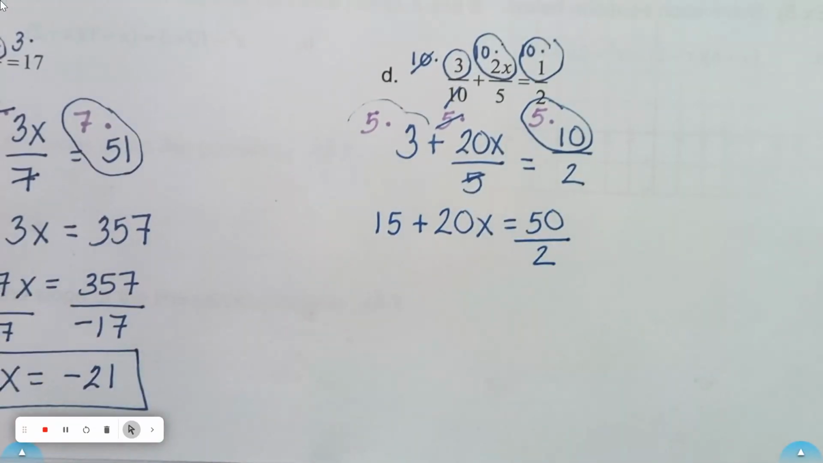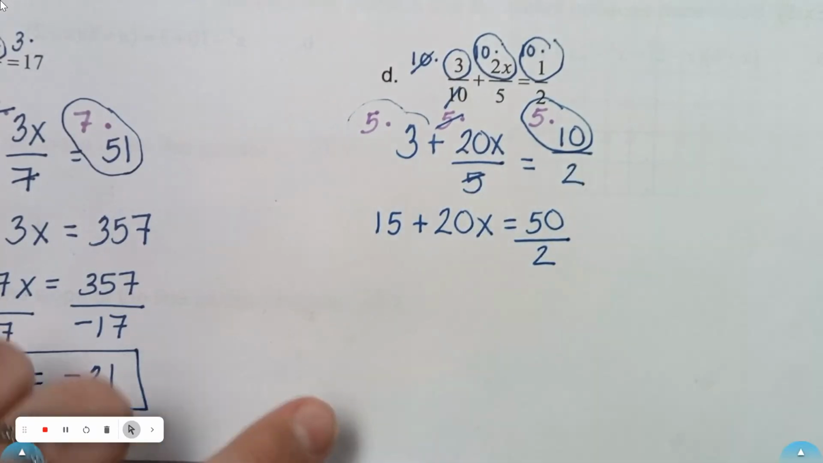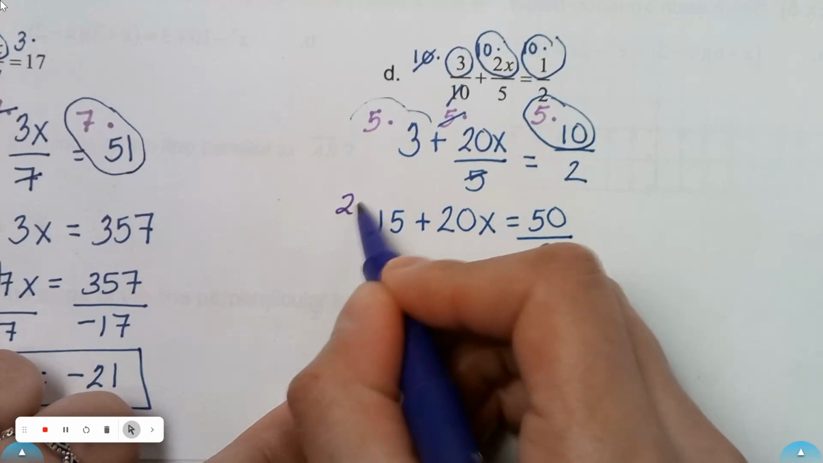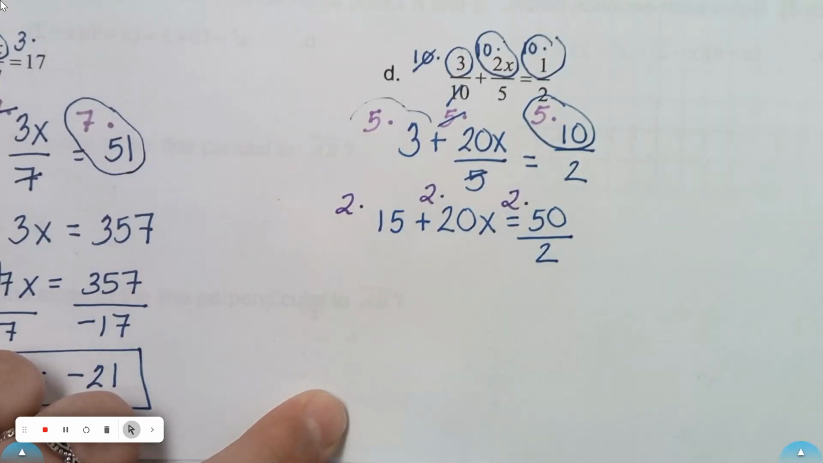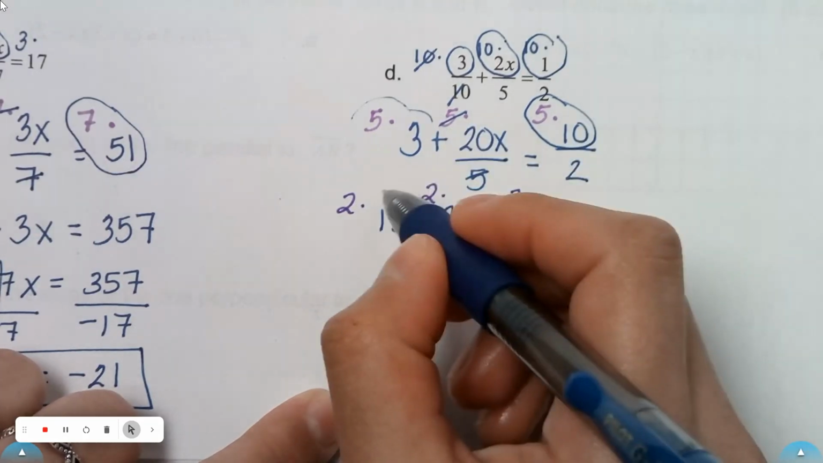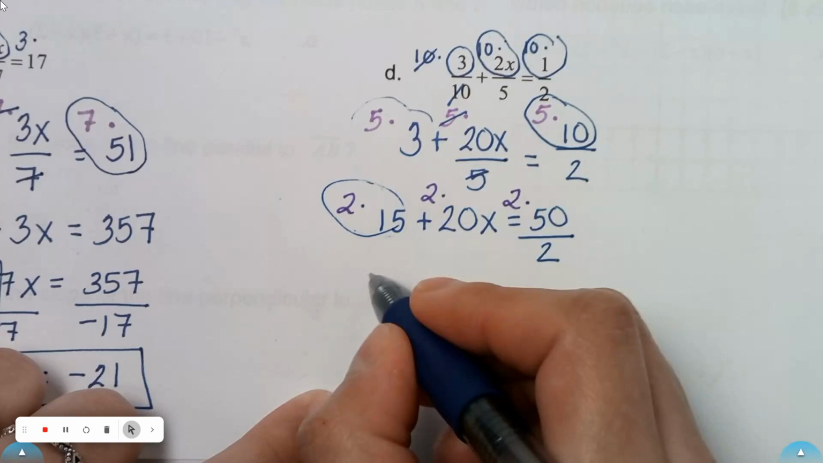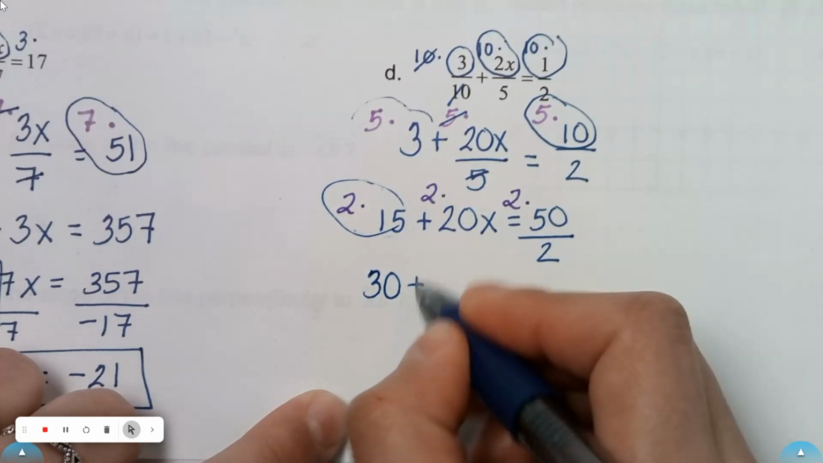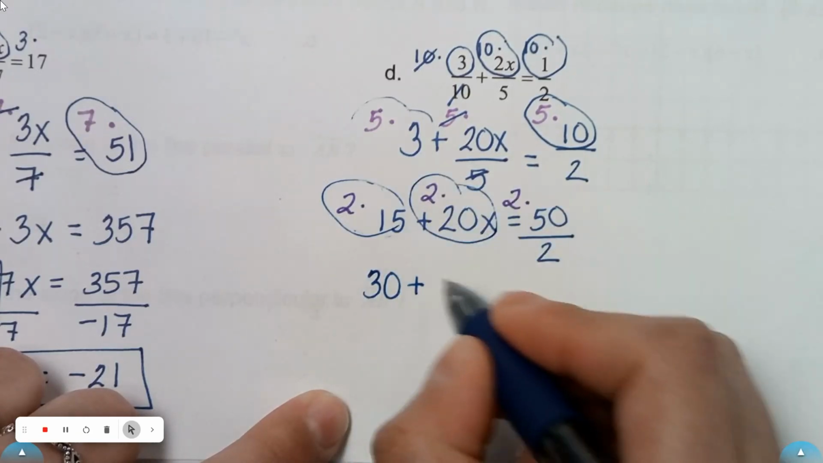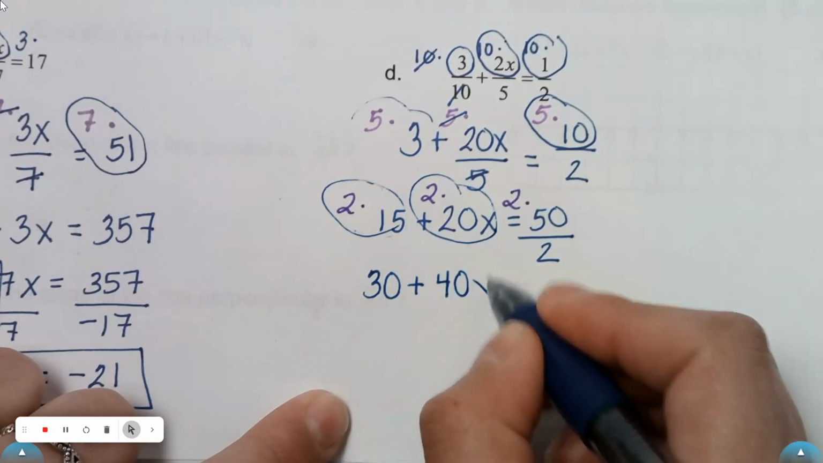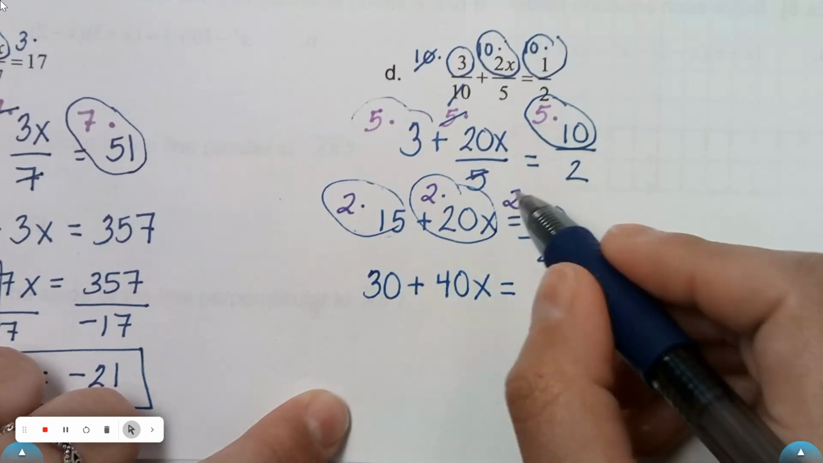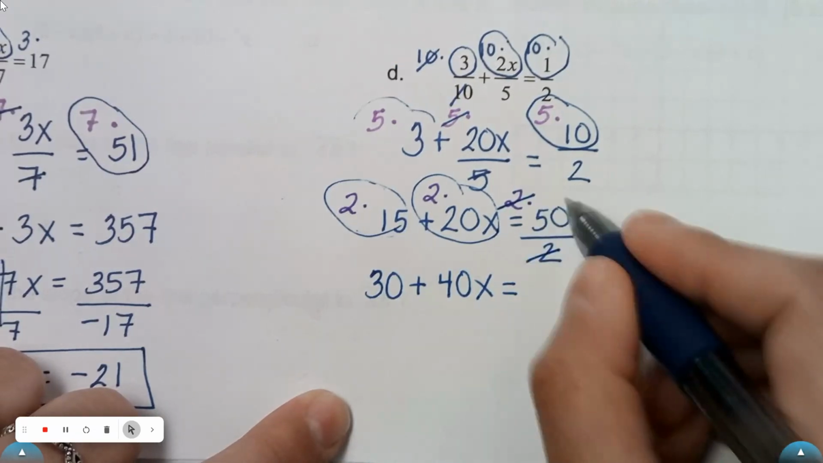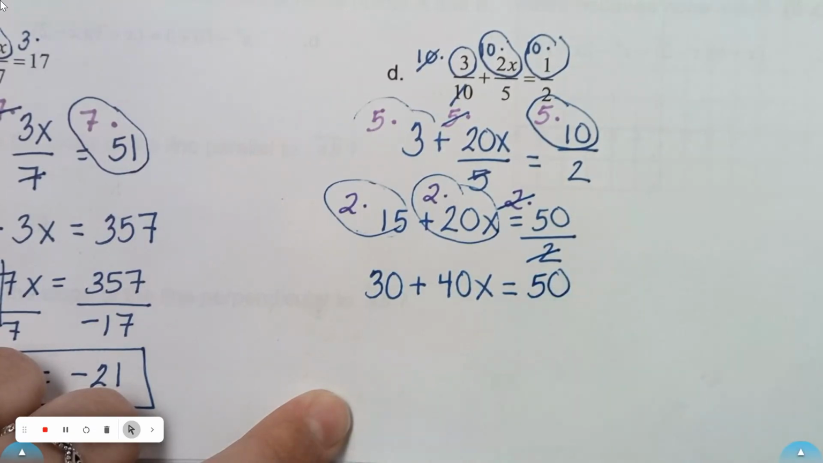Because I still have one fraction, I'm going to do this process one last time, but I'm going to multiply everything by 2. So I'm going to multiply these. I get 30. I'm going to multiply these. I get 40x. The 2s match, so those cancel each other out. I'm left with the 50.